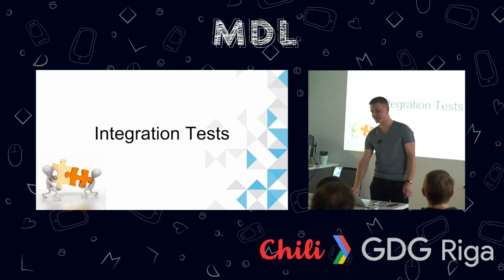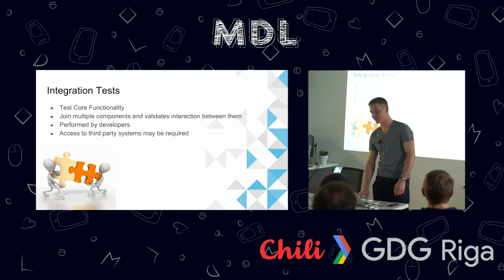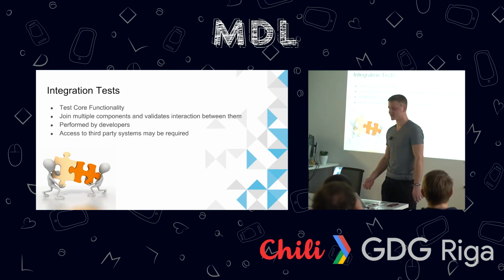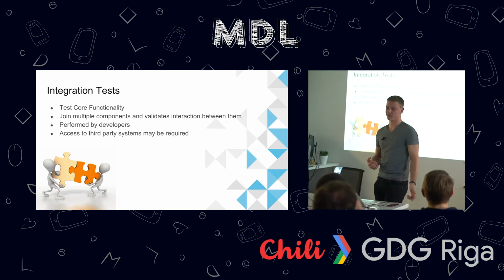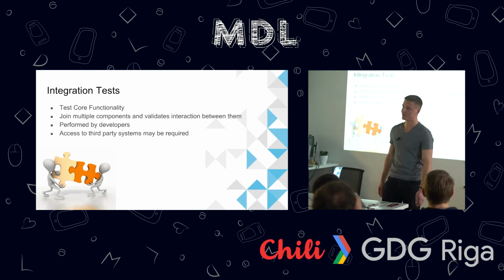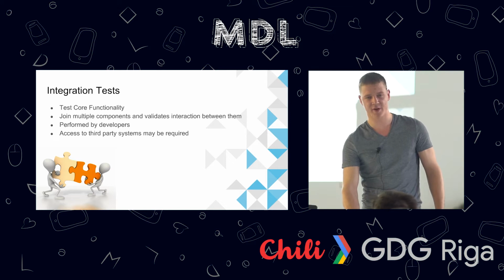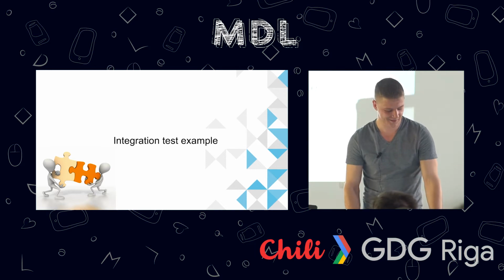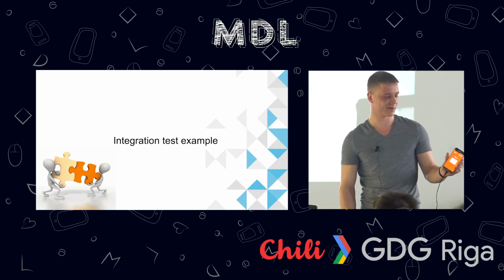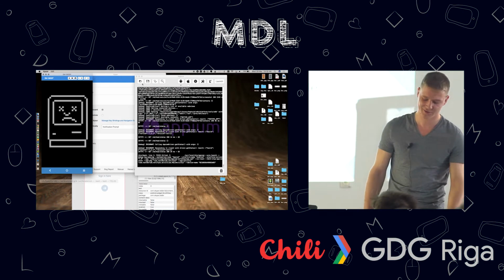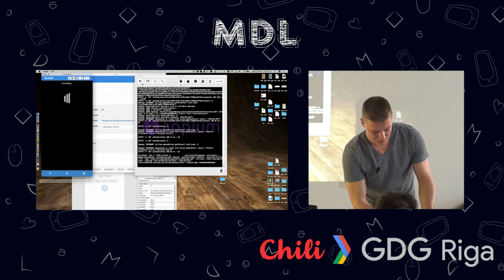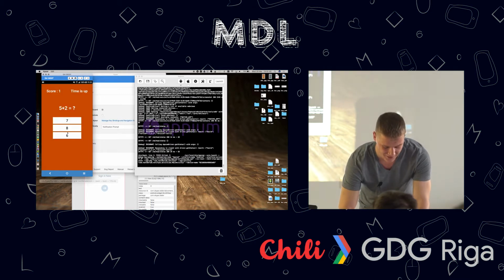Basically, this testing level is very similar to the unit testing level. It tests application code functionality, and basically it takes multiple objects and joins them together and tests the interaction between those objects and sees if the result is accepted. And the same, it's usually performed by developers, but it might require some access to third-party systems like databases and stuff. I was trying to write a simple integration test for this application, and it took a lot of time to understand how to get access to the SQLite database. So yeah, it requires real knowledge of the application.